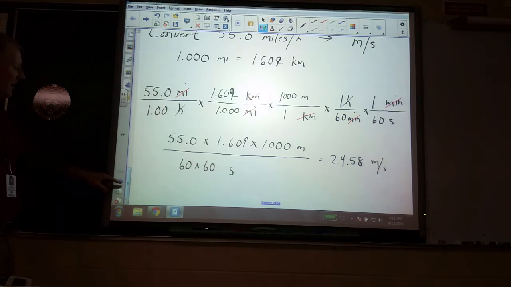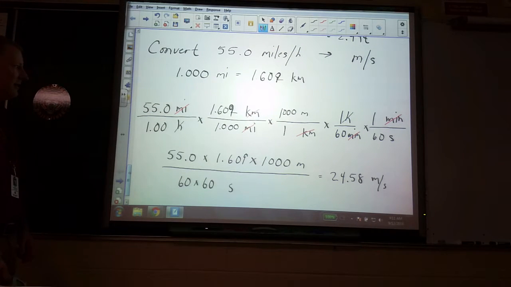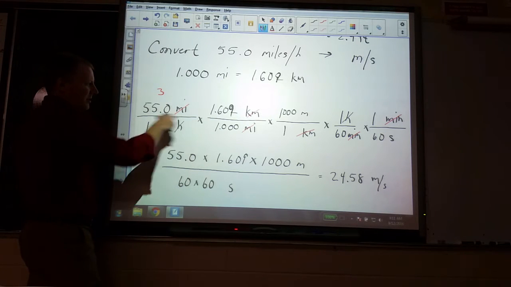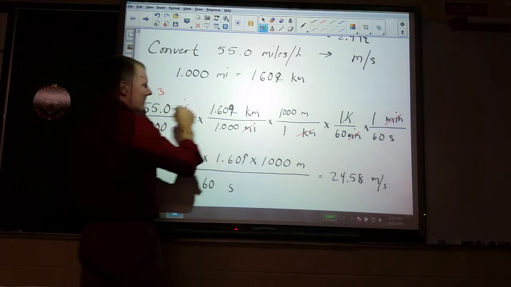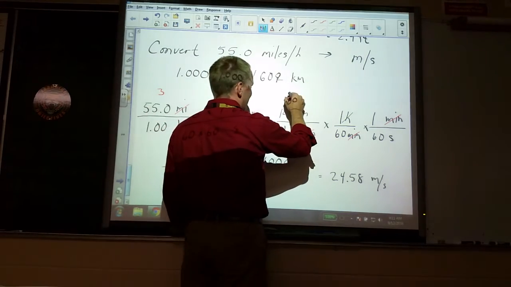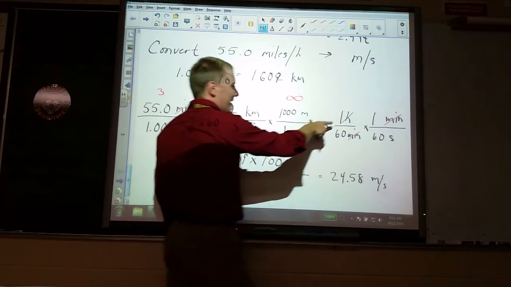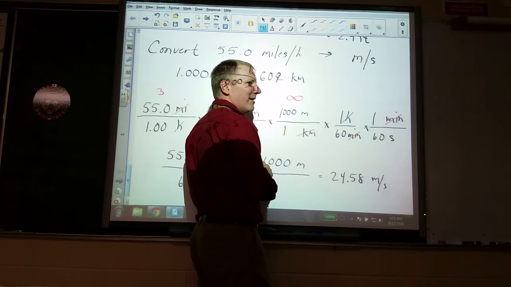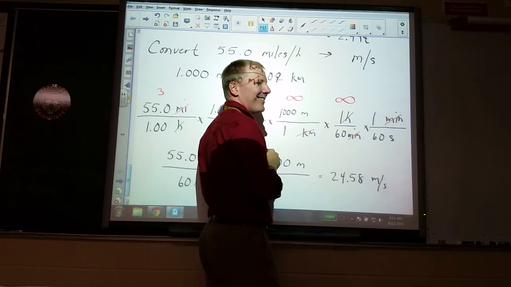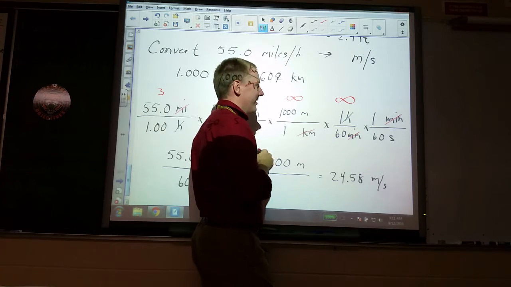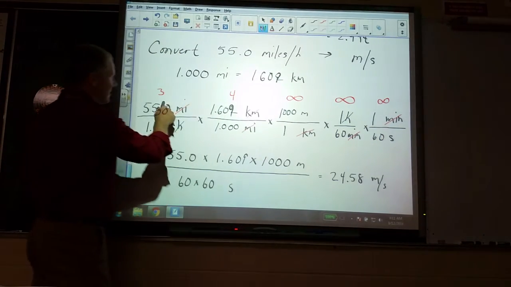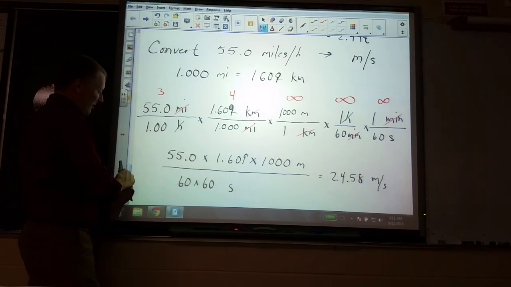How many sig figs do I have? So 3 in this step. How many in this step? I heard somebody whisper 4. How many in this step? Infinite, because that's in the same unit. How many in this step? 60 minutes is defined to be exactly an hour. Same with the last one. So these 2 are the only 2 that are limiting us. Obviously the 3 is a smaller number.